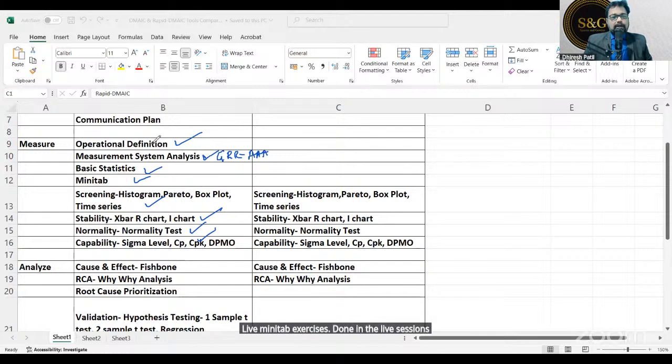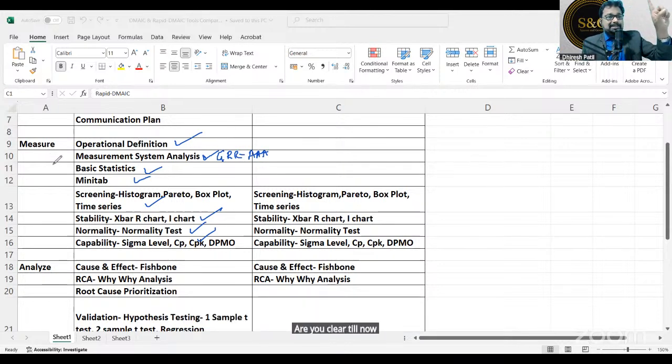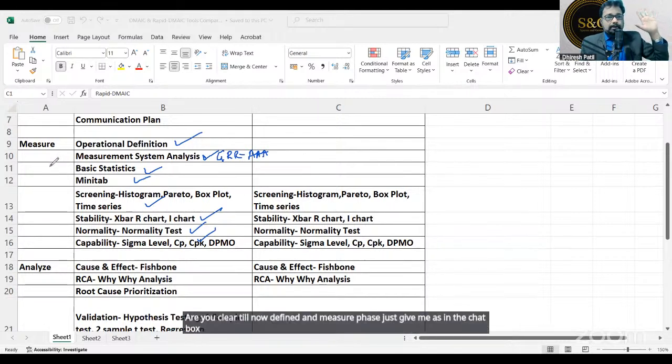Okay. So this is how we collect the data, and with the help of Minitab, we extract information, trends and patterns, normality, process capability of the data. Are you clear till now? Define and measure phase. Just give me yes in the chat box. Are you clear with this?